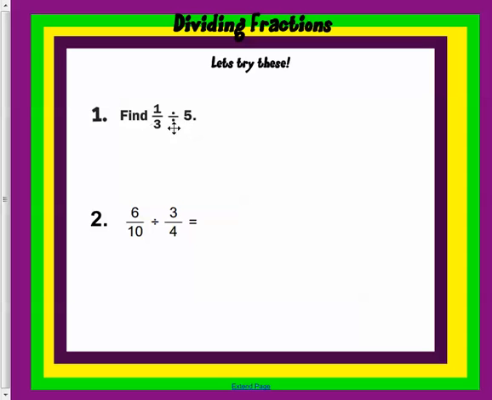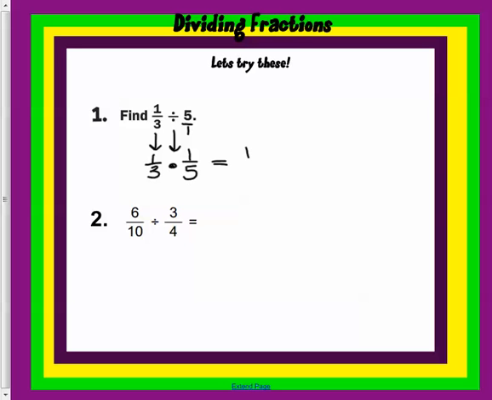Find 1/3 divided by 5. Okay, so let's first put a 1 under the 5 to make it a fraction. We do something called keep, change, change. So we're going to keep the first fraction, change the division to a multiplication, and remember we use a dot now for multiplication, and we change the 5 over 1 to a 1/5.